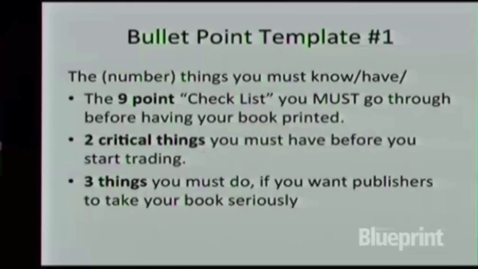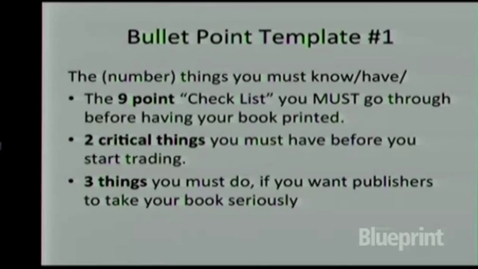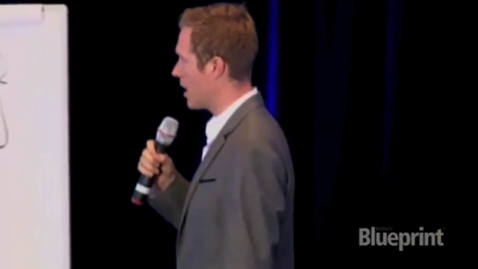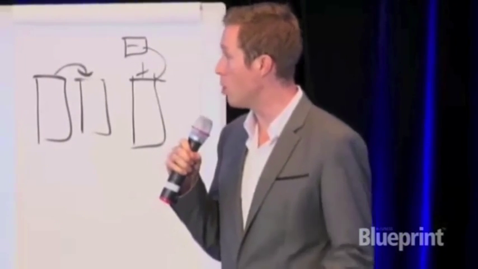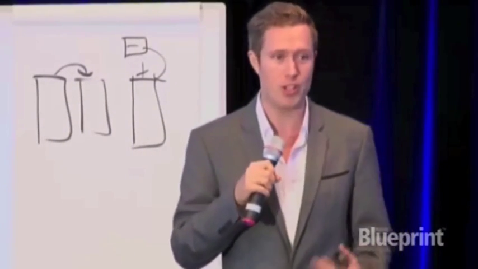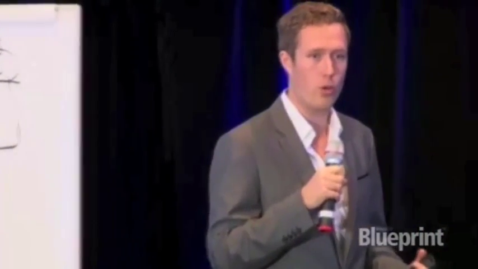Just like the headline templates, these are some templates you can steal to write some pretty cool bullet points. The first one is the number of things you must know or have. This only applies if your information is actually revealing that, but it's a template you could use. Here's an example: the 9-point checklist you must go through before having your book printed. That's actually one that I wrote, an actual bullet point I wrote many years ago for Dale's product, the Get Published Secrets home study course.